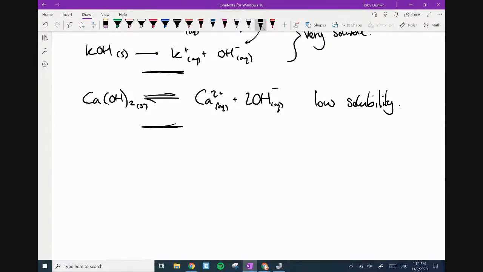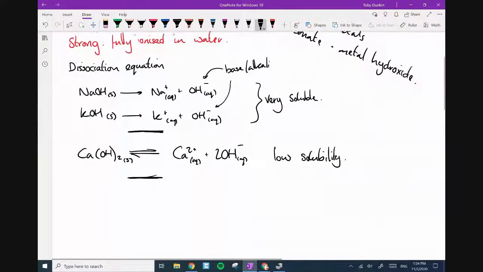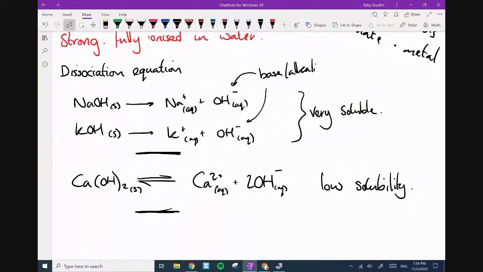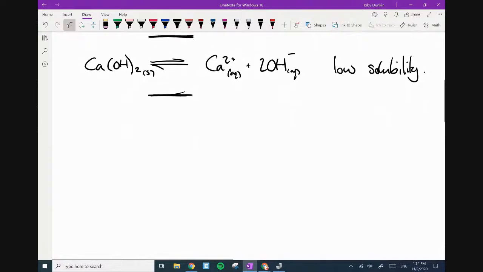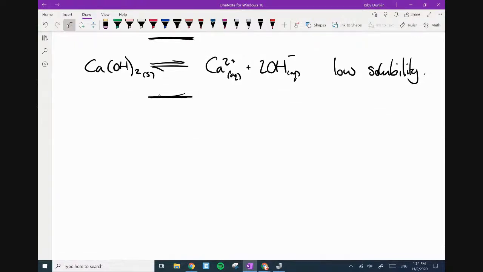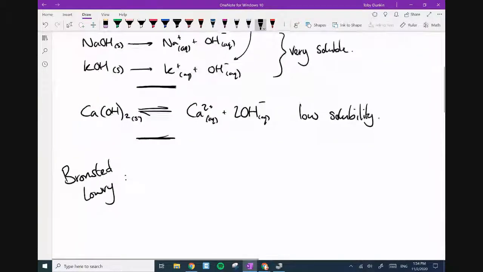Okay, I just want to clarify something as well. These are dissociation equations, and I suddenly realized I've made an error with you guys. Brønsted-Lowry talks about proton donating. So the Brønsted-Lowry equation is the idea of it reacting with water.